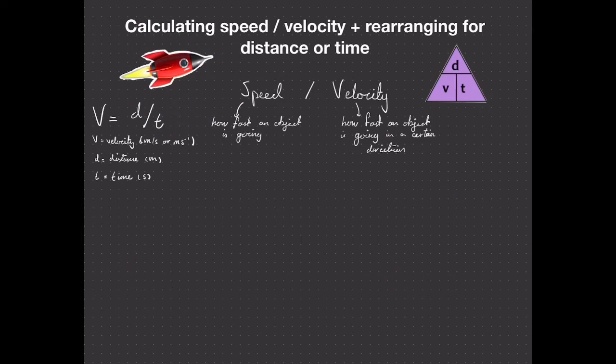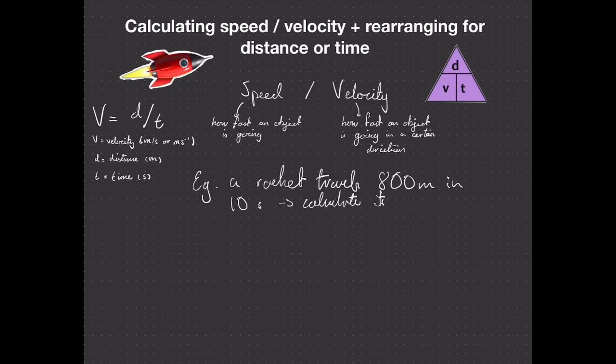Let's imagine our rocket flying around. We're going to use the example: a rocket travels 800 meters in 10 seconds. Calculate its velocity.